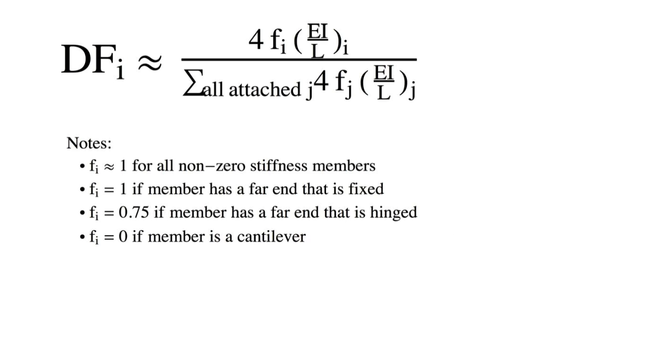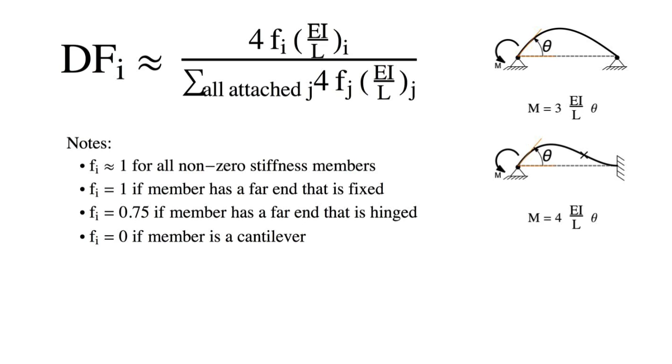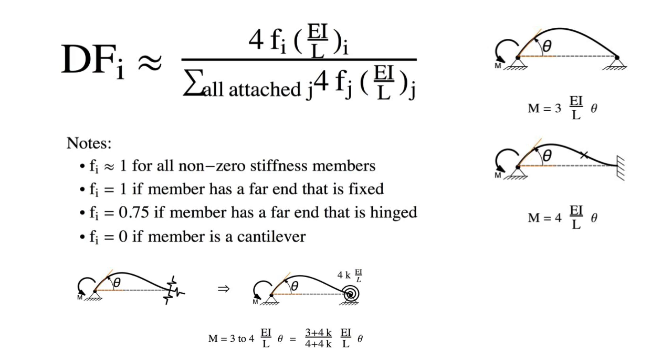In general, the distribution factor for a member is the rotational spring stiffness of the member divided by the sum of the rotational spring stiffnesses of all the members together, including the member itself. If a connected member has its other end a free hinge, or alternatively a fixed end, then we know exactly its rotary stiffness. We looked at those cases before. If a connected member is connected to other members, then we use another approximation.